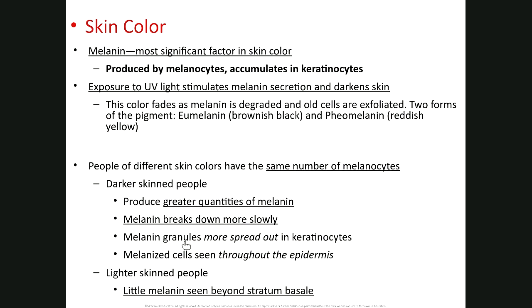Also, the melanin granules inside of the keratinocytes are more spread out in the cells. And also in darker skinned people, you see keratinocytes that have melanin in them in more areas of the epidermis. It's seen all throughout the epidermis, right? In lighter skinned people, there's little melanin made to begin with, and because there's such little melanin, you have to have that melanin restricted to the most important part of the epidermis, which would be the stratum basale, because that's where our stem cells are.